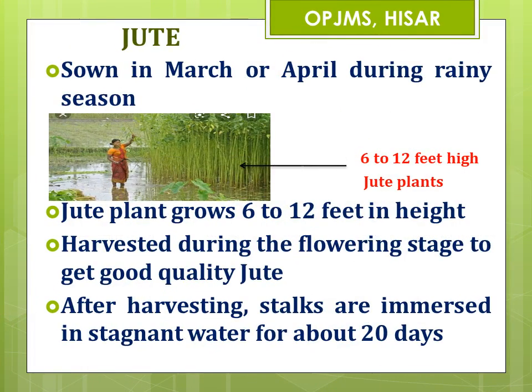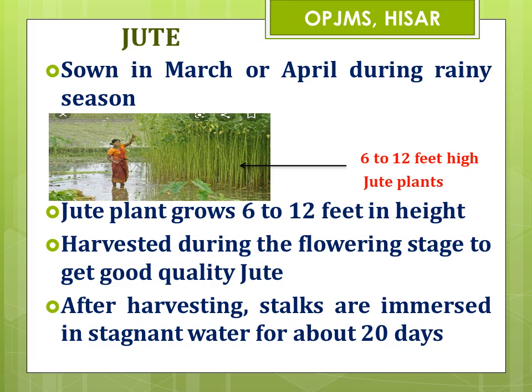Now let us discuss cultivation of jute. Seeds of the jute are sown in March or April during the rainy season. Jute plant grows to the height of 6 to 12 feet. It bears yellow flowers. The plants are cut during the flowering stage before they mature into fruits. It is because good quality jute is obtained from the young stem. Otherwise, the stem becomes very hard and it becomes very difficult to remove the fibers from it.